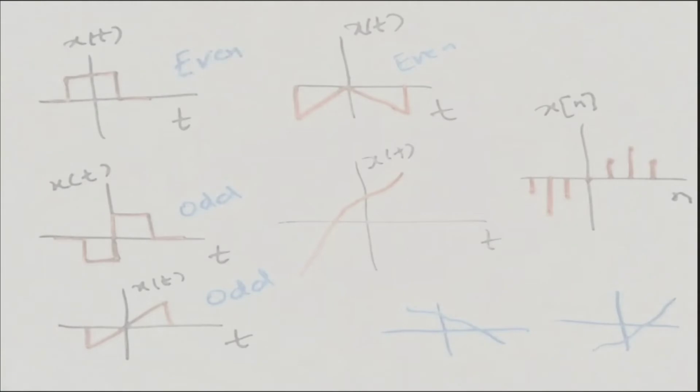which is neither even nor odd. So you can write it's neither even nor odd. And the last case, if you look, this signal is again symmetric about the origin, and thus it qualifies as an odd signal.